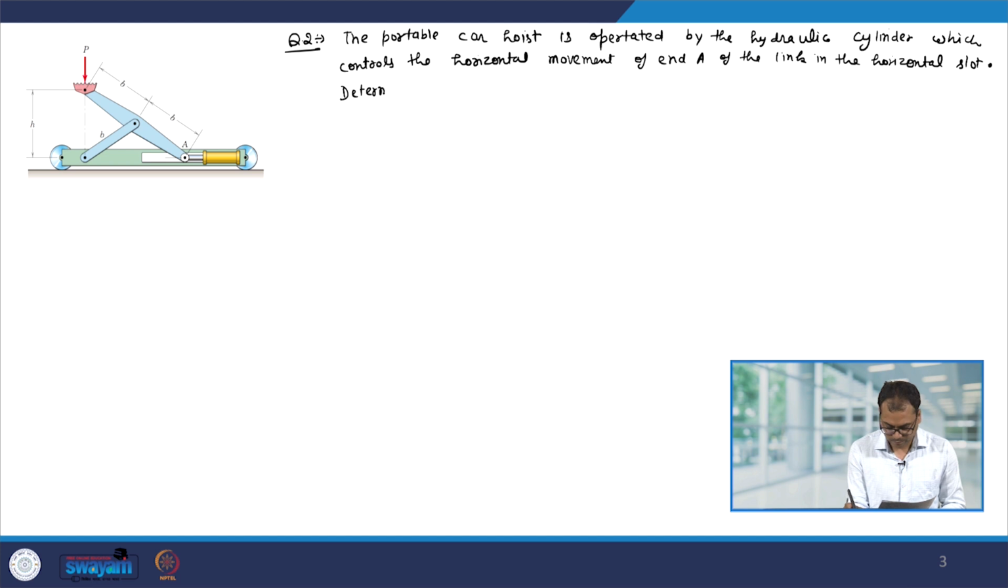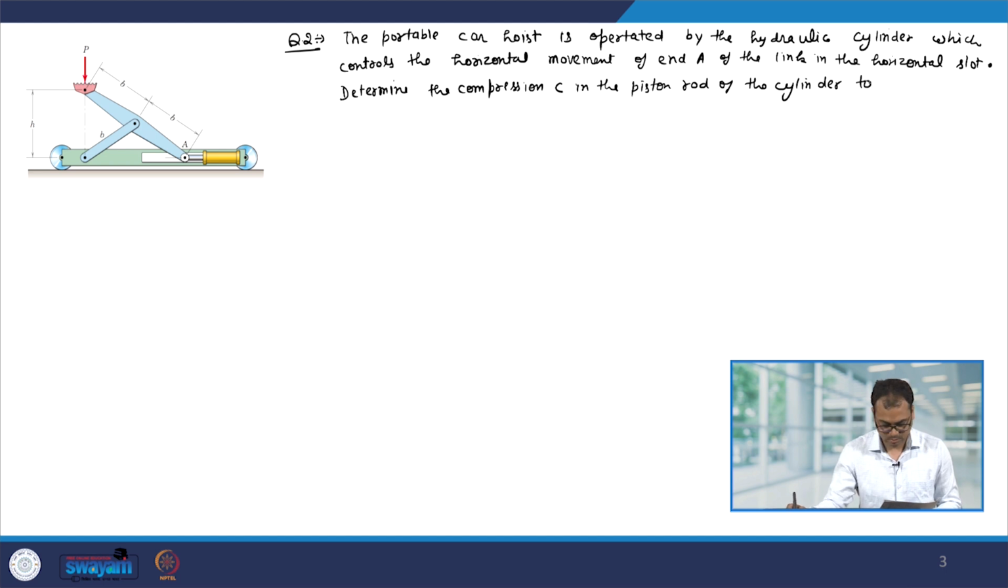Determine the compression C in the piston rod of the cylinder to support the load P at a height h.